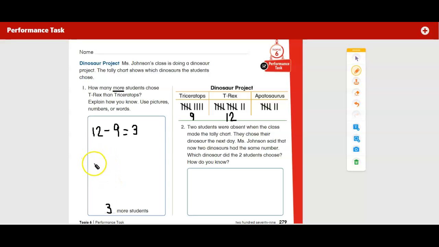You could also use addition if you would like to solve that way. You would take the total number of Triceratops and fill in the blank for 9 plus what would get you 12. 9 plus 3 would still get you 12. Whichever method you use to solve, our answer would be 3 more students.